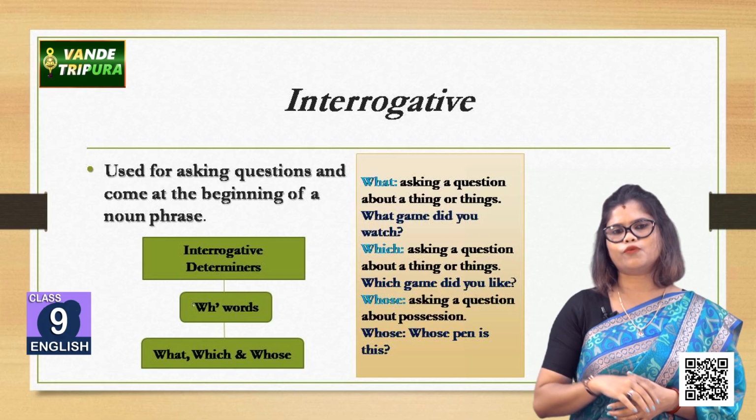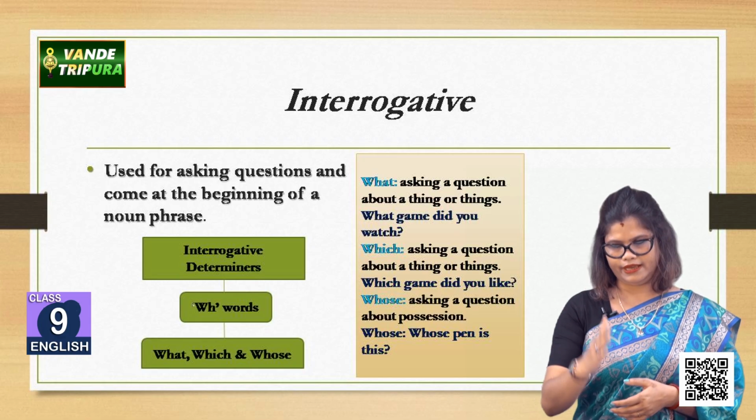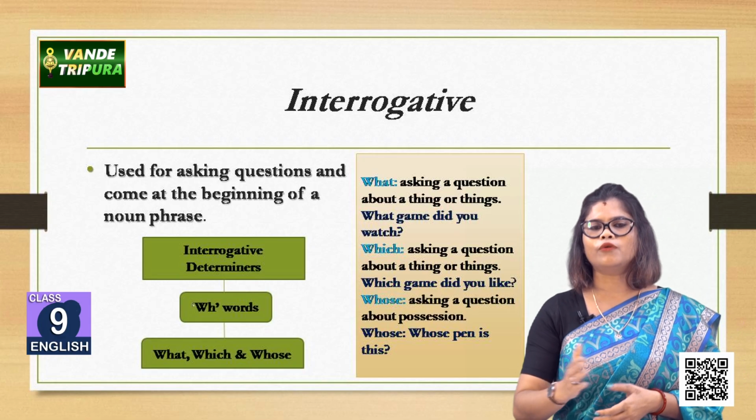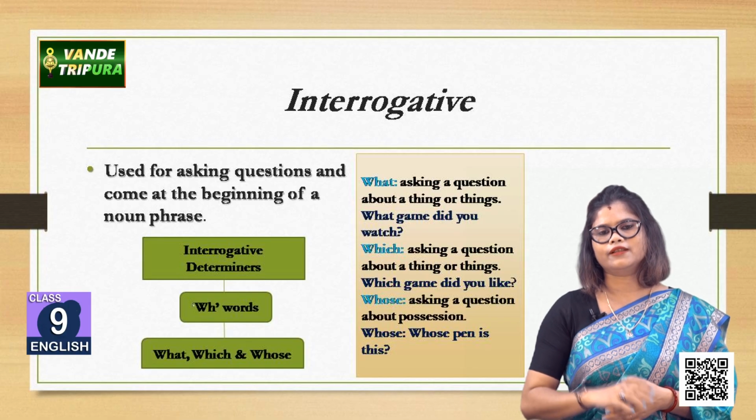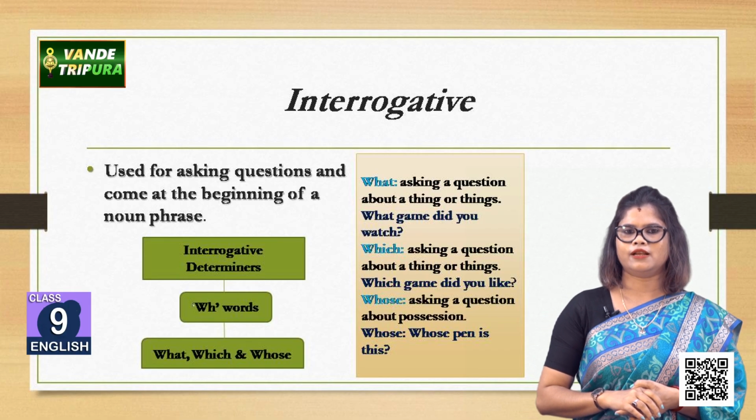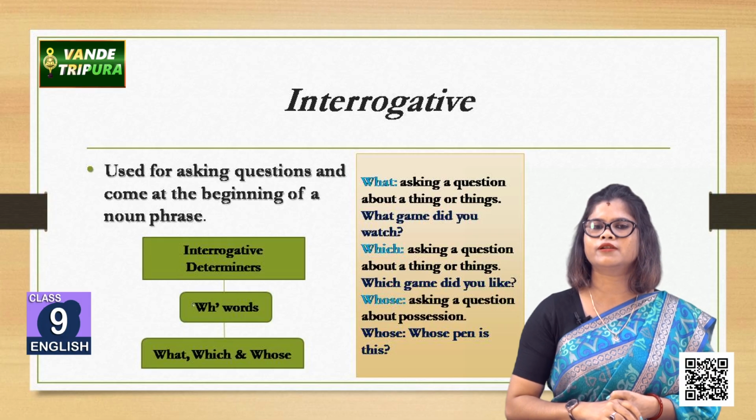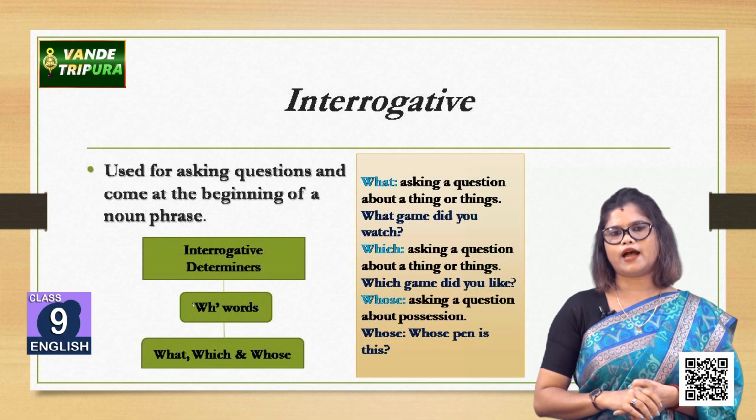When we use WH words, and if a WH word is placed before the noun, then we call it an interrogative determiner. There are three kinds of interrogative determiners. What are these? What, which and whose.